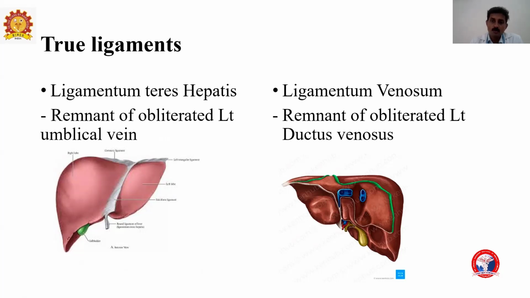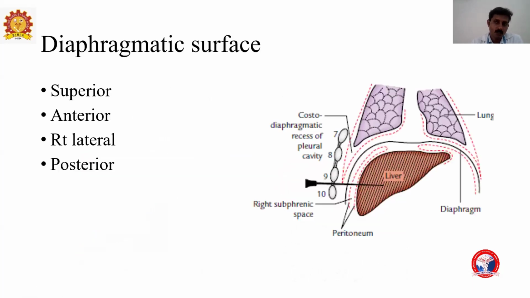Then what is ligamentum venosum? It is the remnant of obliterated left ductus venosus. Ductus venosus is also an embryological structure which is connected to the inferior vena cava that gets obliterated as ligamentum venosum. These are the two true ligaments of liver.